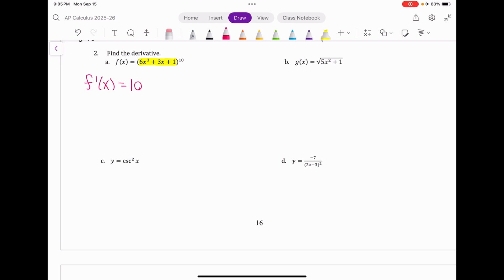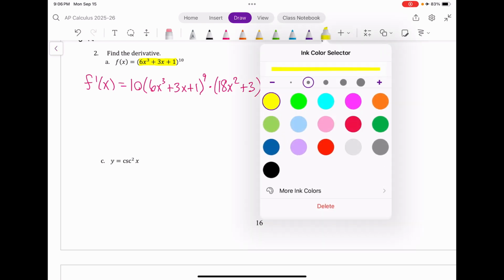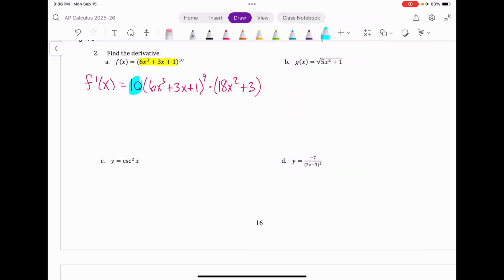So it'd be 10 times the inner function to the 9th power, using the power rule, and then times the derivative of the inner function, what I've highlighted, which would be 18x squared plus 3. And we could simplify it a little bit. We could multiply the 10 to that binomial.